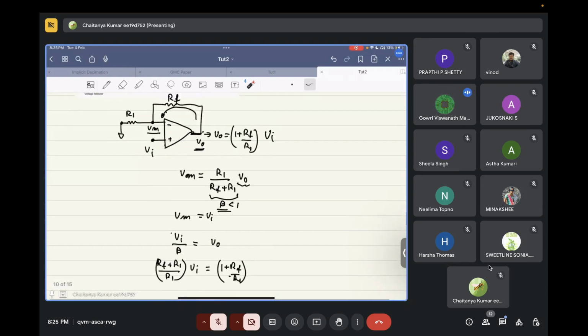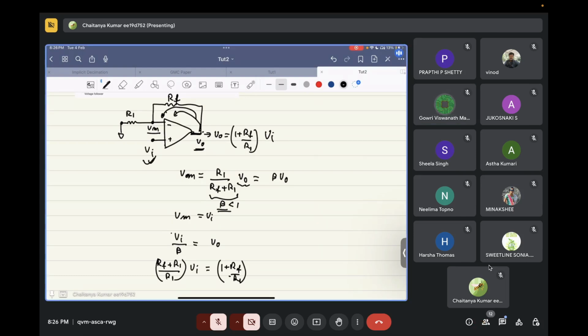Basically, if a fraction beta of, so this is basically equal to beta times V naught. So if a fraction beta of the output voltage is fed back to the inverting input, the gain from the positive terminal to the output will be the reciprocal of that fraction. That is 1 by beta. Yeah, sir. Got it. Okay.